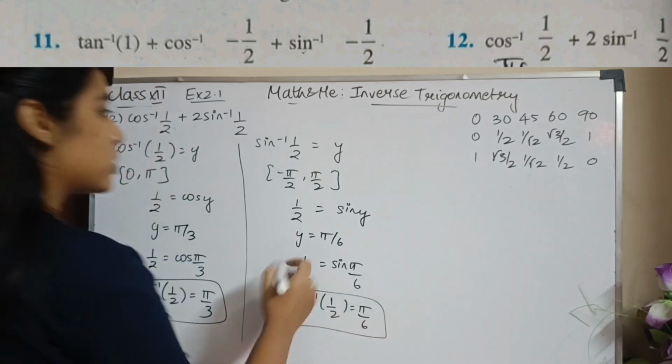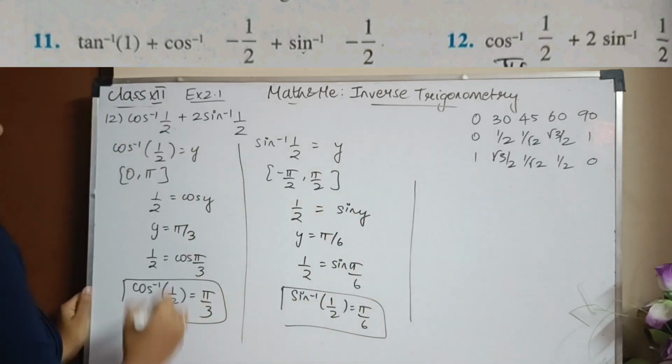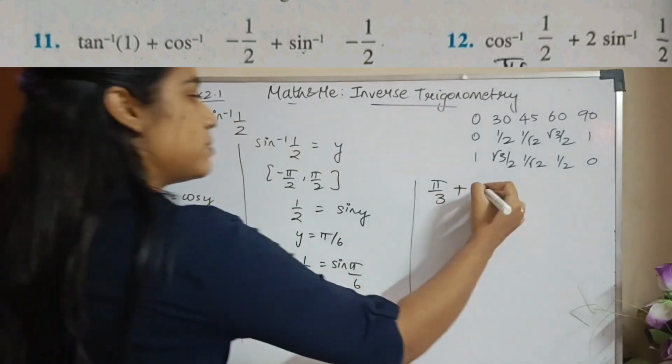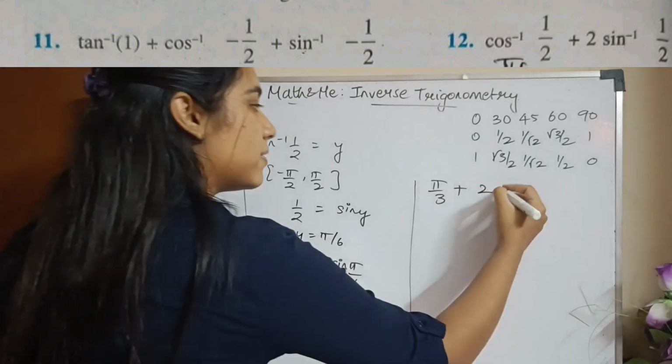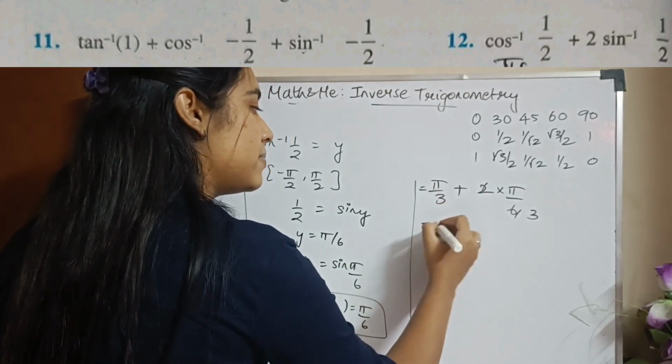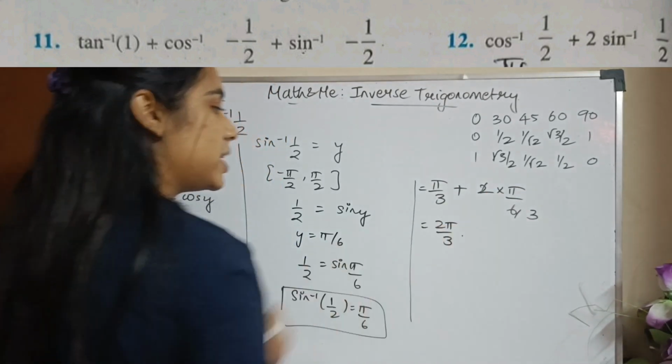So let me substitute in the question. So what do I have? Cos inverse of 1 by 2, which is pi divided by 3, plus 2 times sine inverse of 1 by 2, which is pi divided by 6. So this gets cancelled. So I have pi by 3 plus pi by 3 is 2 pi by 3. So this is my answer. Okay.